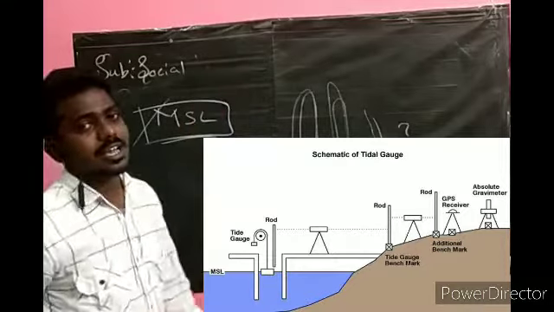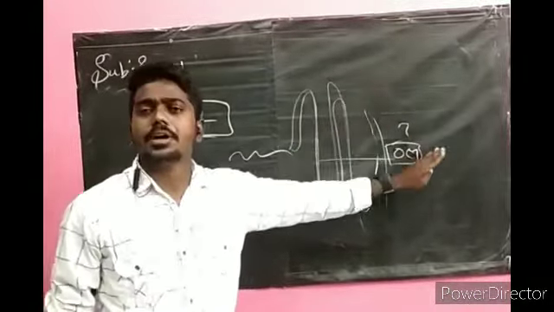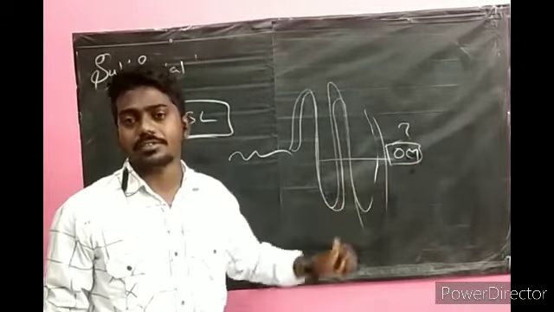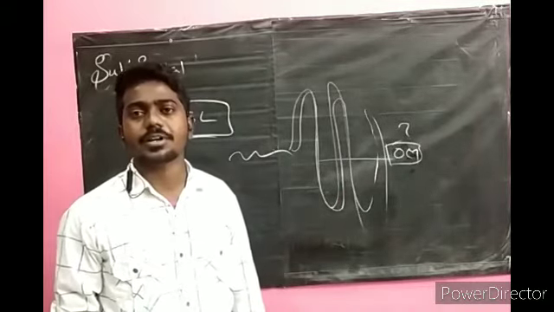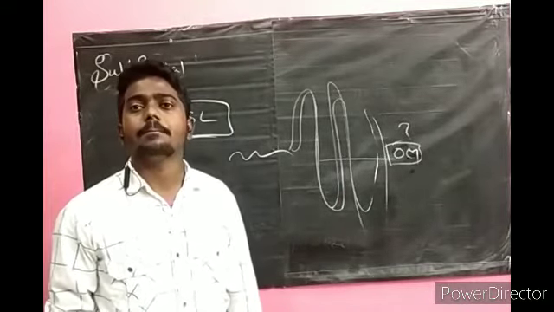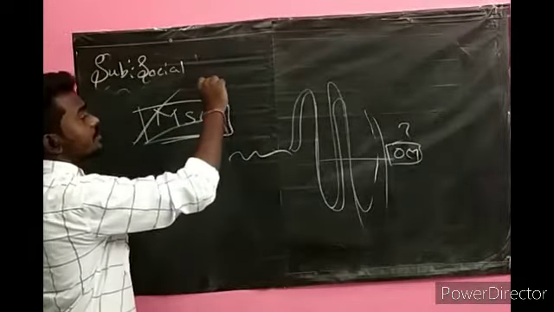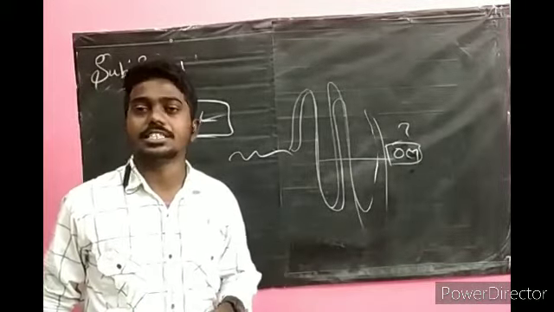Okay, you understood. As the sea level is continuously rising and falling, it is impossible to measure 0 meter from the sea level. That is why scientists did a lot of experiments and calculated the mean level of the sea. That is called mean sea level. Okay, this is the topic we discussed in the last class.